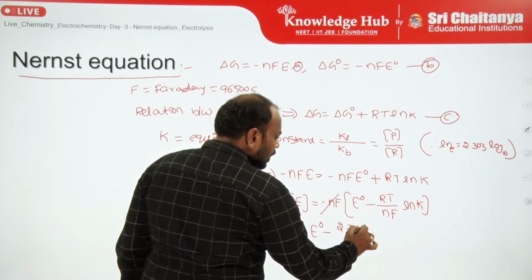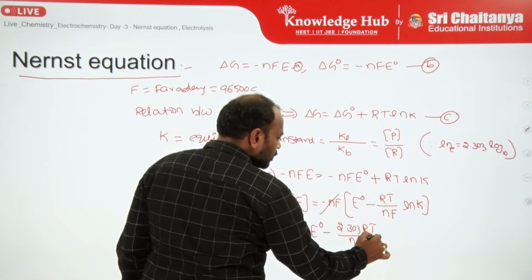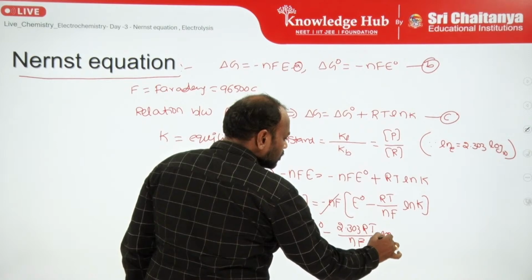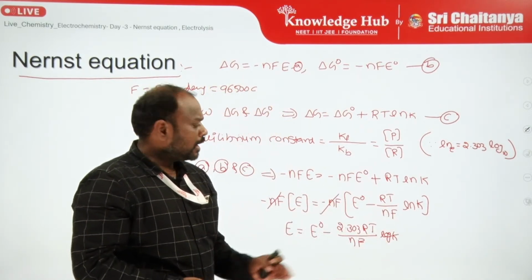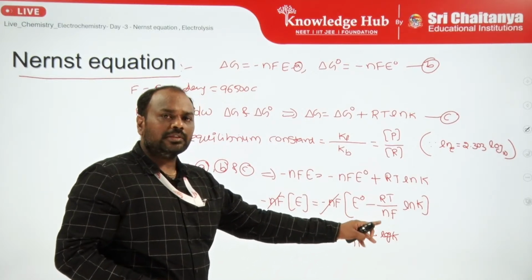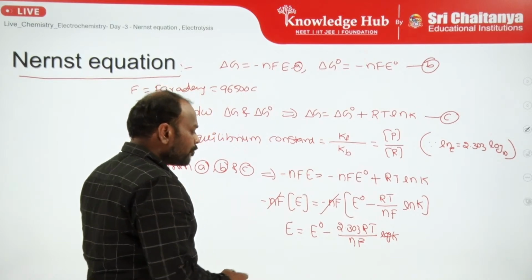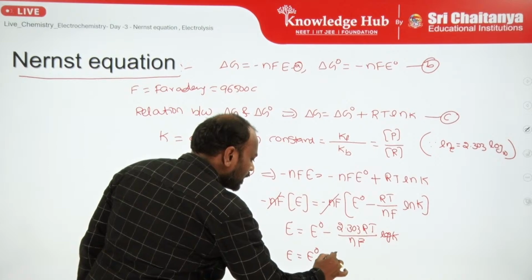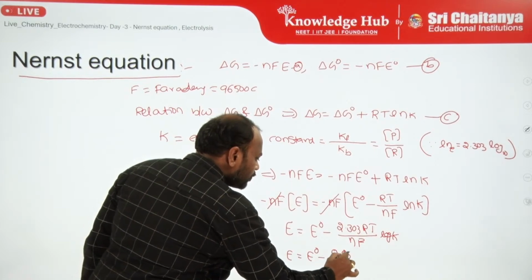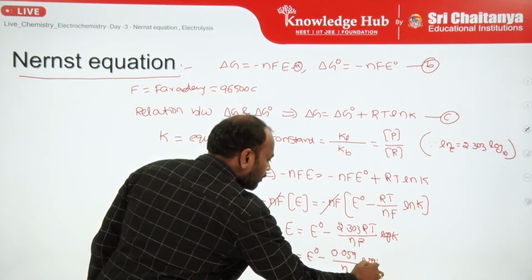2.303 RT by nF log K. R is nothing but the universal gas constant. T is the temperature, F is the Faraday. By substituting all these values, finally we get E is equals to E naught minus 0.059 by n into log K.